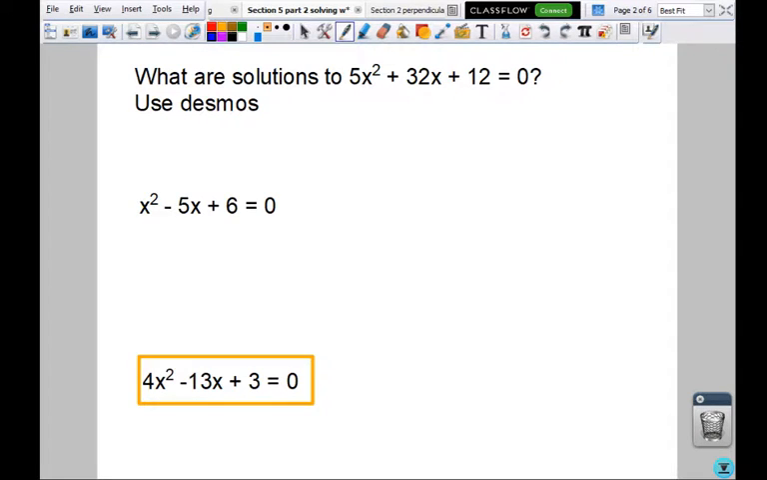So we are going to solve by factoring 5x squared plus 32x plus 12. And we're going to make it easy and use Desmos.